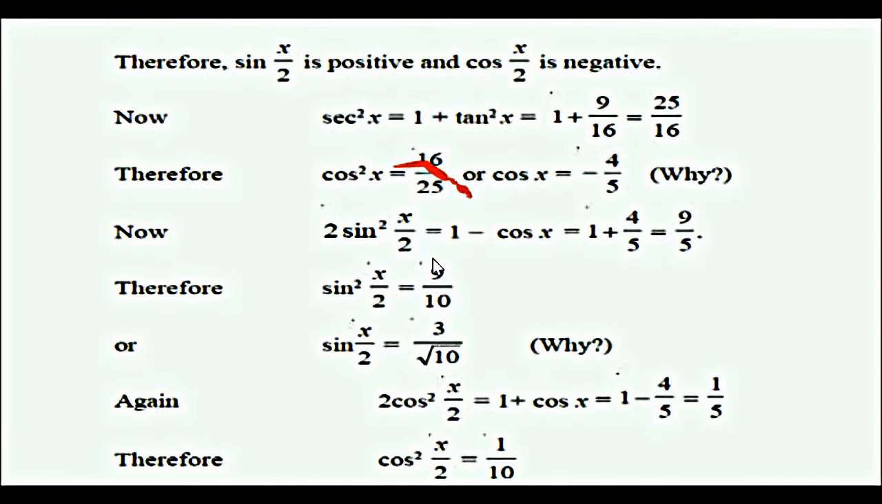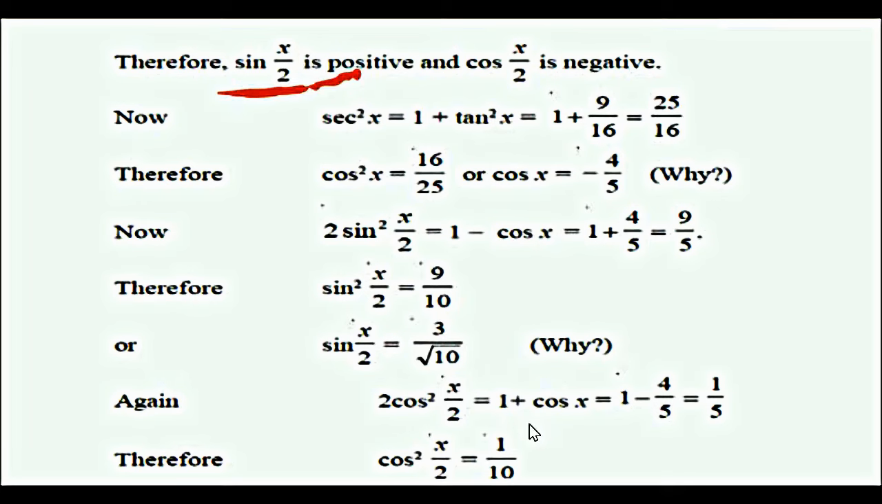Then 2 sin square x by 2 is equal to 1 minus cos x. This we already know, because we know that 2 sin square x is equal to 1 minus cos 2x. So just make this half. 1 plus 4 by 5, cos x, directly use the value, and this will be equal to 9 by 5. Sin square x by 2 will become 9 by 10. And sin x by 2 will be the square root of this, and we will take the positive value, not the negative value, because we know that sin x by 2 is positive in that quadrant.